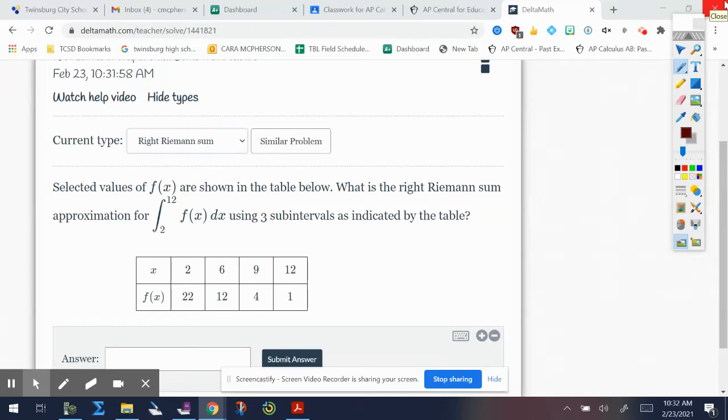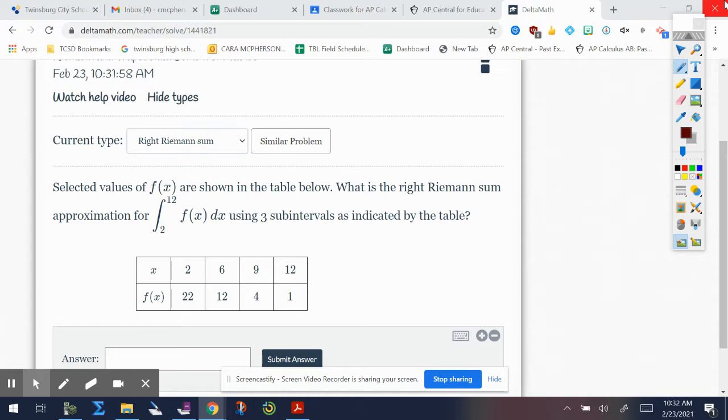All right, I saved the best for last when it comes to Riemann sums and trapezoidal approximations. The last way that we can find these approximations is when it's presented in a table format. So we've done the visual ones, which Delta Math does make much easier than if you had to do them by hand. We've done the equation ones, which a calculator will help with, but they're still super tedious. Now we get to a table.